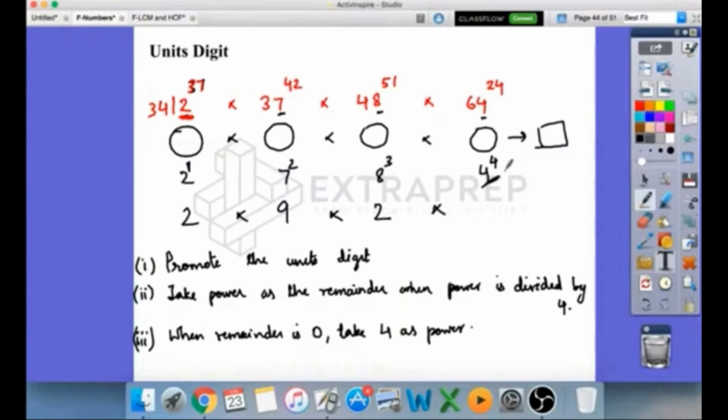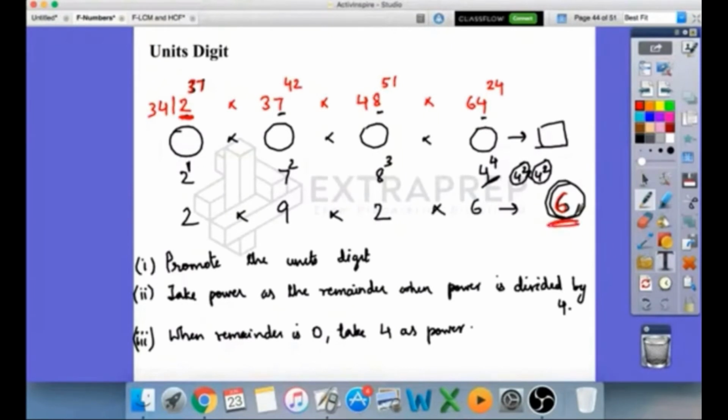4 power 4 is 256 here. Anyway, if you can't do power 4 directly, you can take 4 square into 4 square. So 4 square is 6, and 6 times 6 is 36, again 6. Now let's multiply all these. 2 nines are 18, so 8. 8 twos are 16, last digit is 6. 6 sixes are 36. So 6 is your answer.